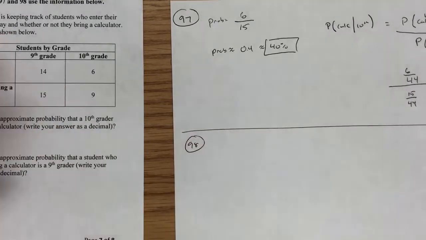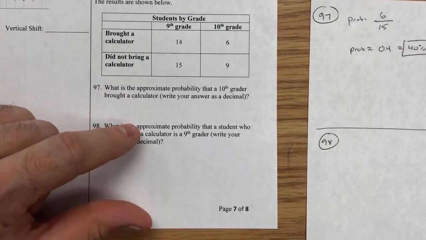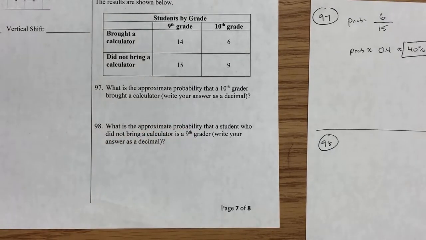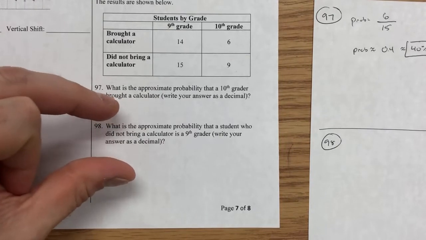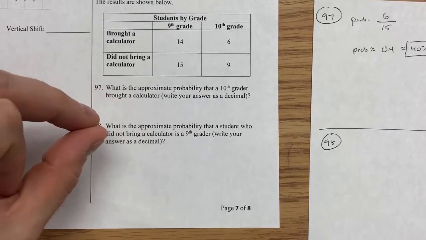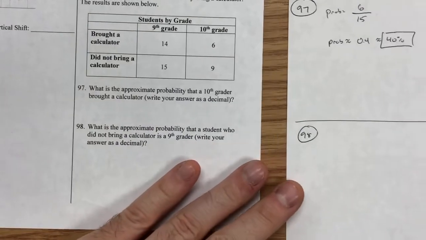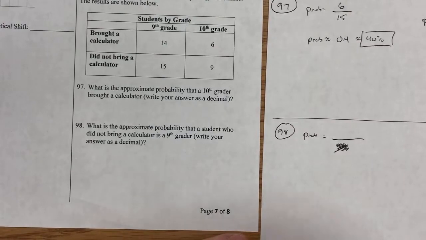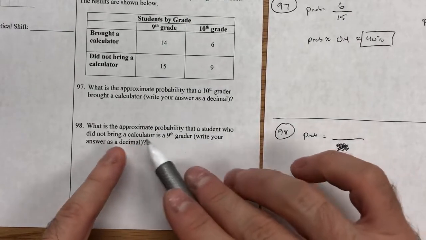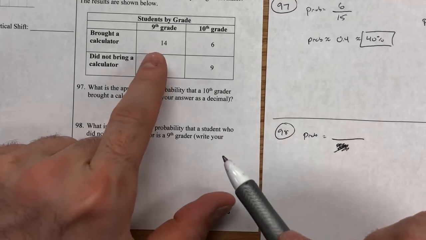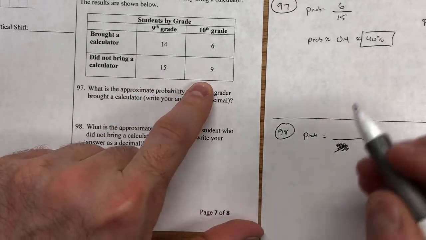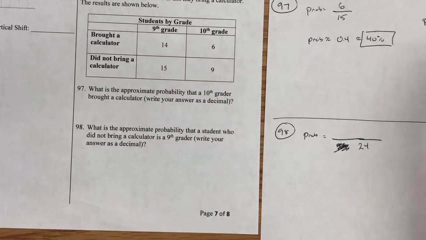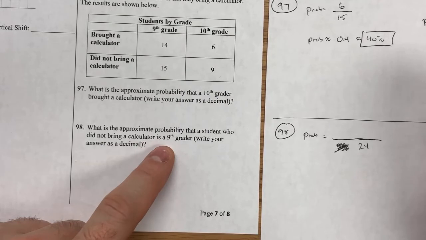Question 98, what is the approximate probability that a student who did not bring a calculator is a 9th grader? So out of the students who did not bring a calculator, what's the probability that they are a 9th grader? So what I'm going to do is I'm going to say the probability that a student who did not bring a calculator, I have 15 and 9, the probability that out of them, which is out of 24 students, that they are a 9th grader.